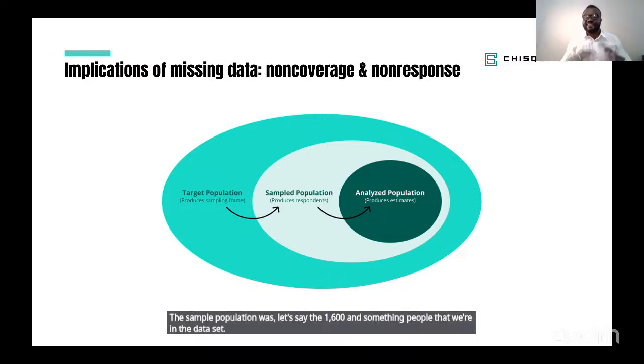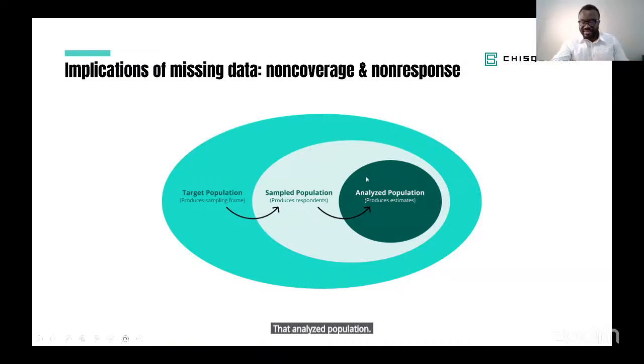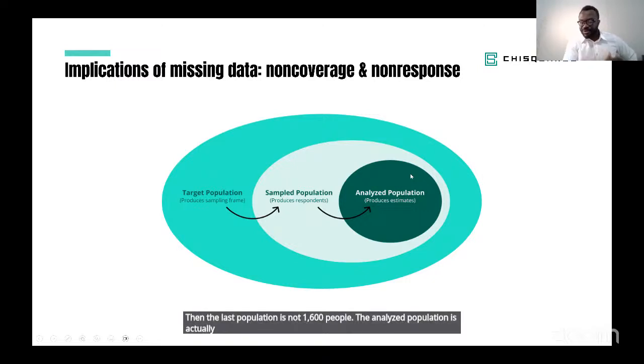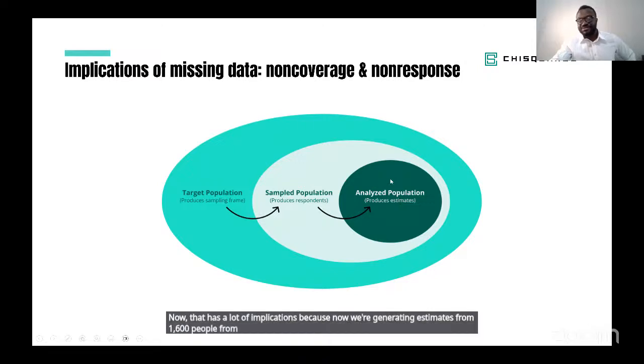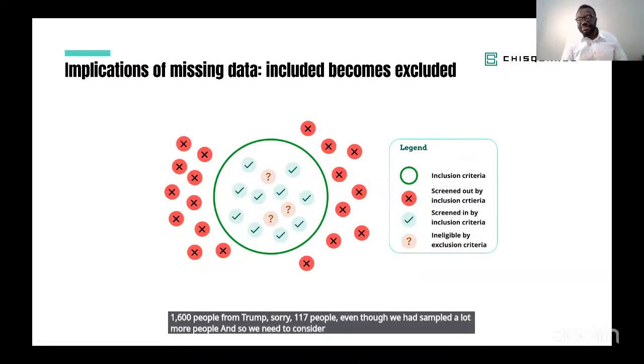Let's just assume that everybody who was sampled provided a response. But the analyzed population, this is where the crux of the matter lies. The analyzed population is not 1,600 people. The analyzed population is actually 197 people, or whatever that number was, right? Now, that has a lot of implications, because now we're generating estimates from 137 people, even though we had sampled a lot more people. And so we need to consider the potential implication for bias that arises from that, right?